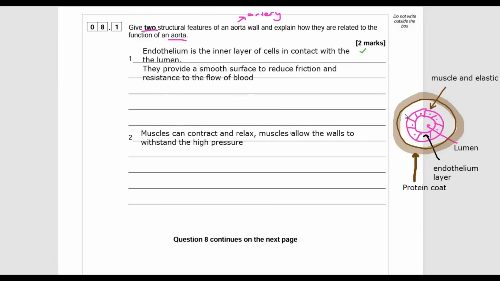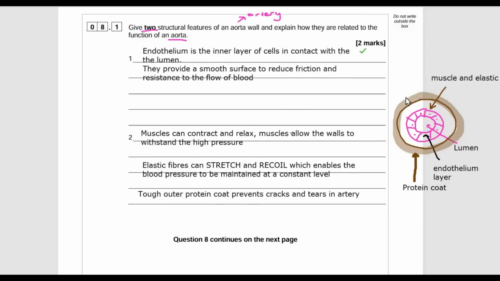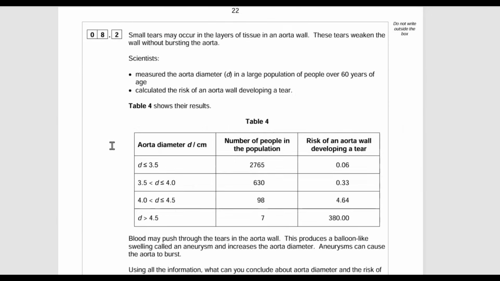Muscles can contract and relax. You won't get marks for that. But the muscles allow the walls to withstand pressure. They basically give strength to the walls and allow them to withstand that high pressure. Elastic fibers have a slightly different job. They stretch and then recoil, they spring, which enables the blood pressure to be maintained at a constant level. And the tough protein outer layer prevents the artery from bursting due to the high blood pressure, because this has all come from the powerful left ventricle muscle contraction. Okay, that's 8.1.